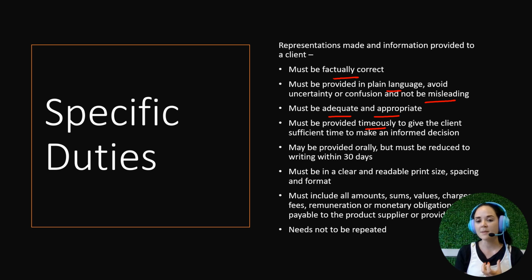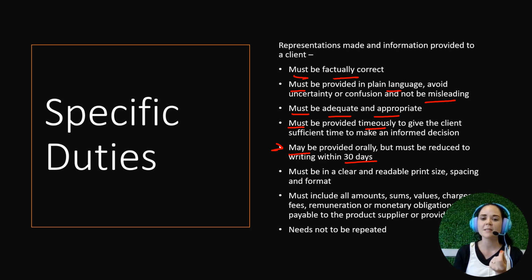Then it says the information provided may be provided orally, but must be reduced to writing within 30 days. See how we had must, and now we have may. Interesting. So it doesn't say that we must provide the information orally, but it says we can. We may provide it orally, but it must be reduced to writing within 30 days, which means that this is something we need to keep record of because we must be able to prove that we actually provided the information to the client in writing within 30 days.